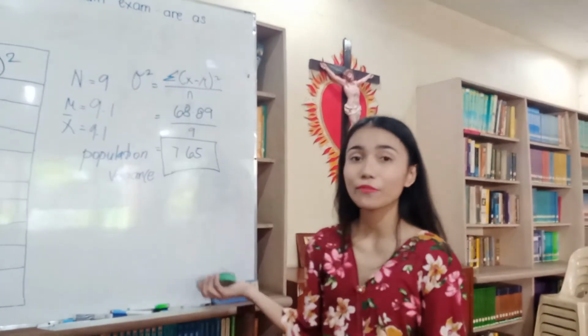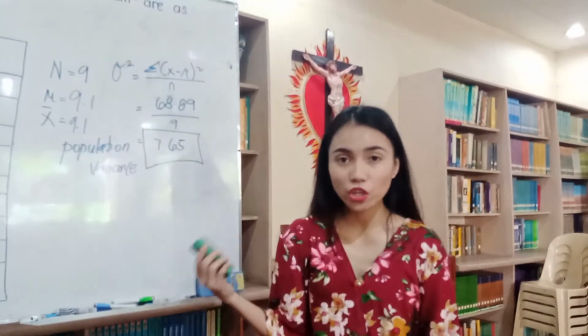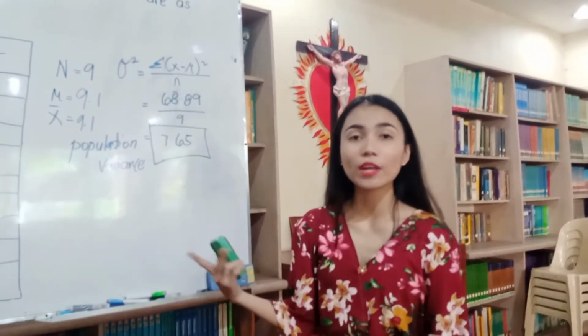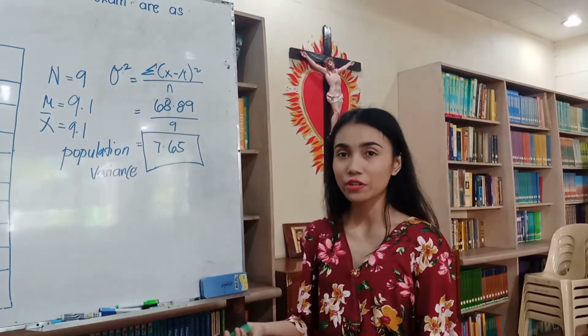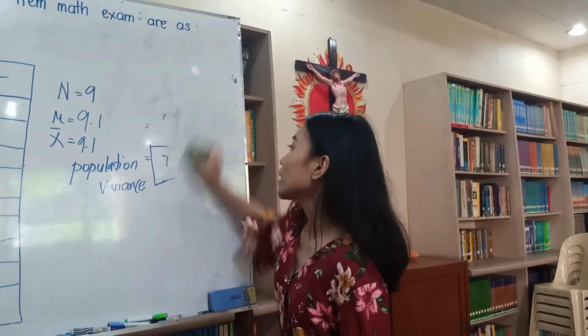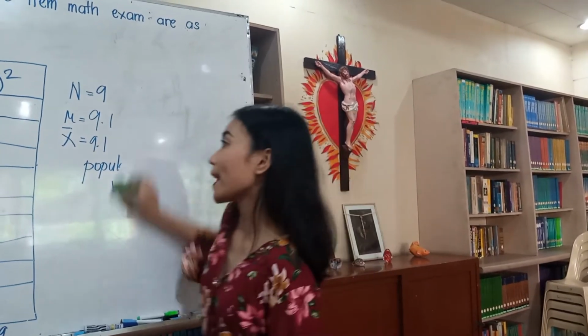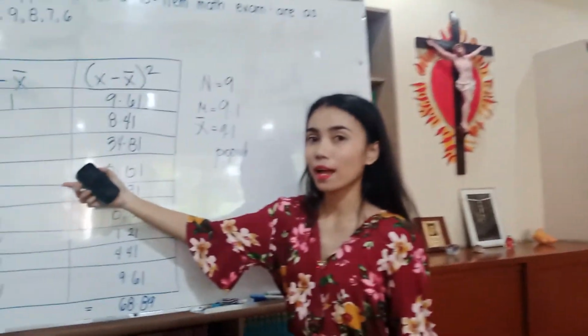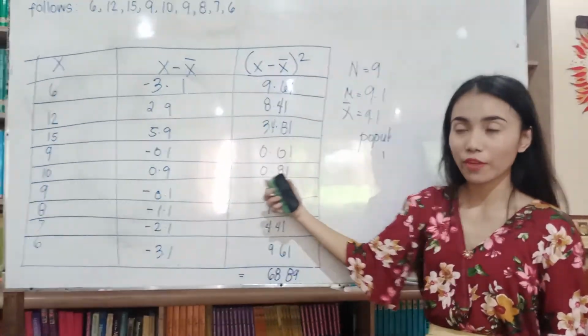Same as the variance, there are two kinds of standard deviation: the sample standard deviation and the population standard deviation. So, I use the same data. This is the data to solve the standard deviation.